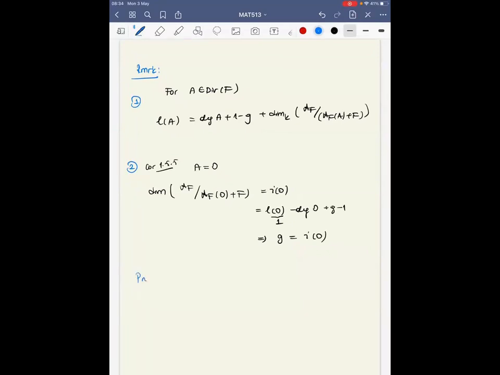Proof of the theorem 1.5.4. It is technical, and we will prove it in 3 steps.